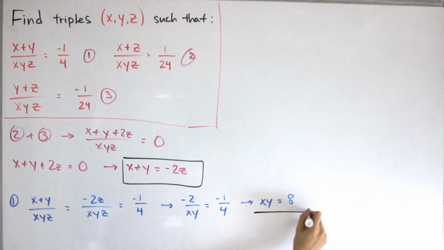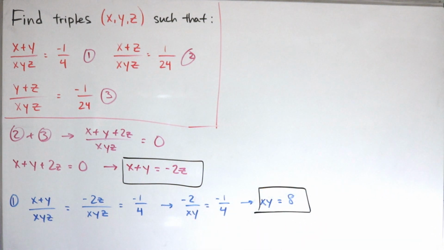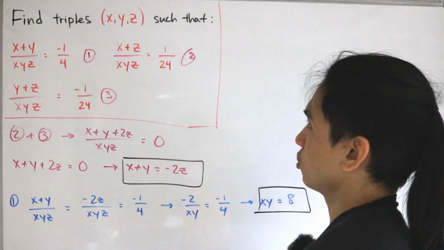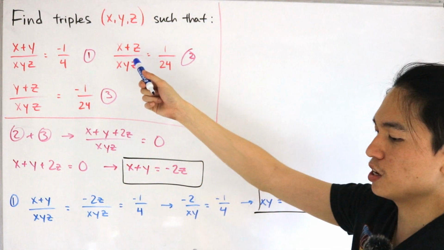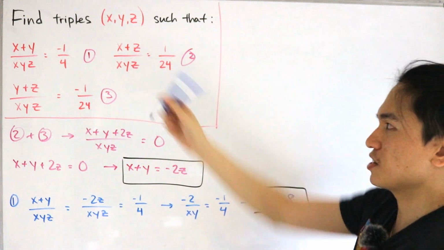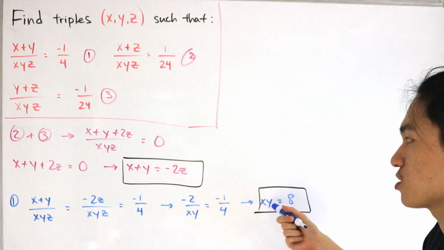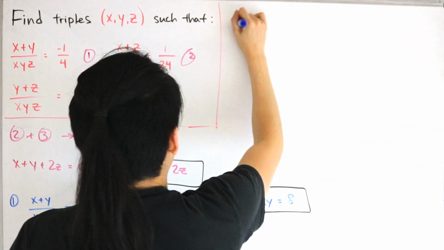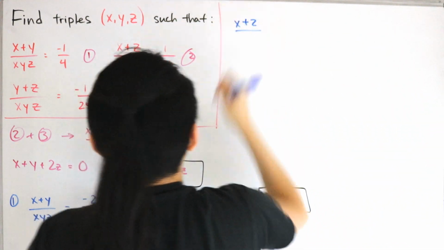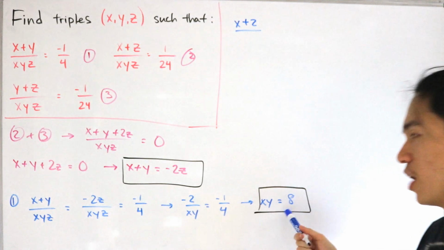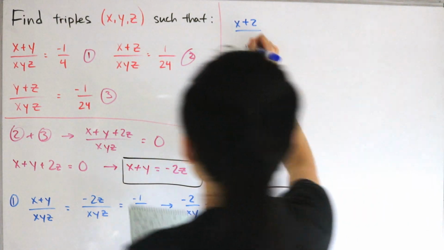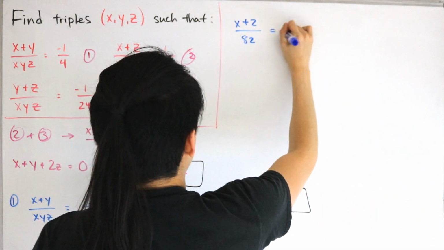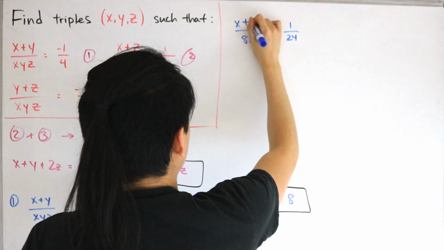So there's more coming up, and there's a reason why this is actually going to be useful for the next step that's going to happen. Let's go to (x + z) divided by xyz. There's a reason why I have an x times y by itself: we can just substitute that back in. So x plus z, then substitute the xy with the number 8. So 8z, which is simply equal to 1 divided by 24.